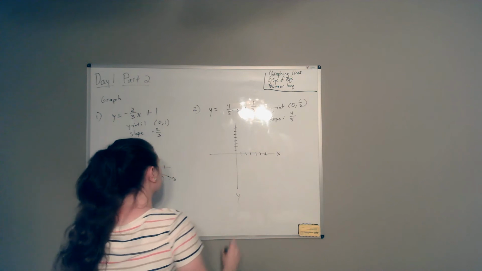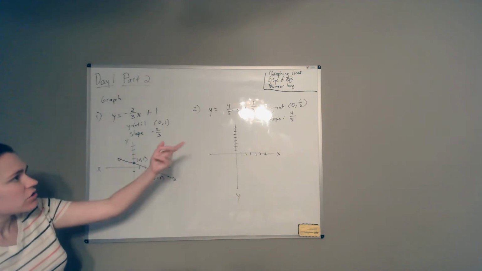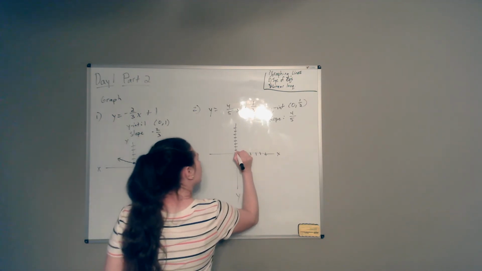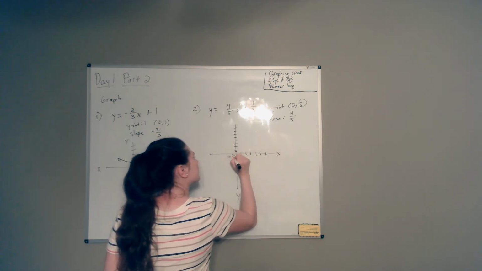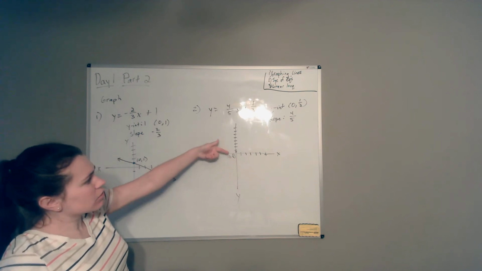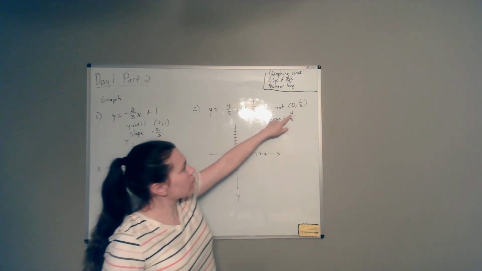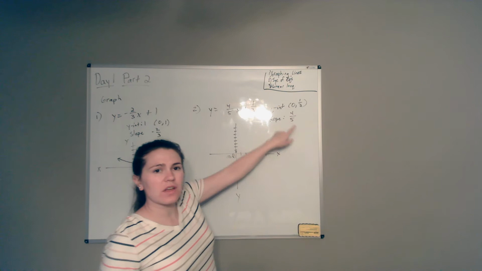Now, it might not look perfect because I'm doing it by hand. So we plot the y-intercept of 1/3. Okay, so that's the point (0, 1/3). Now, to get another point, we use a slope. We can move up 4 units and move to the right 5 units.